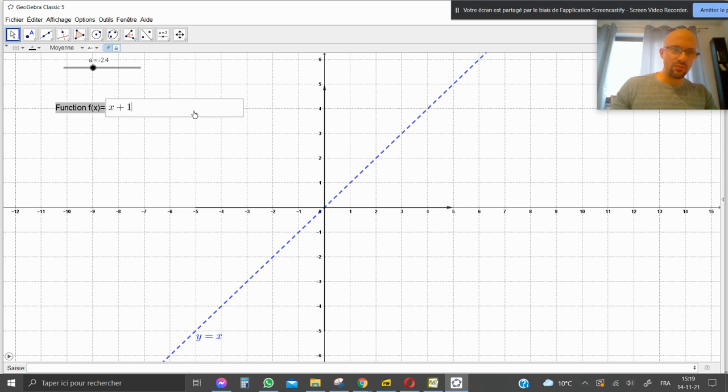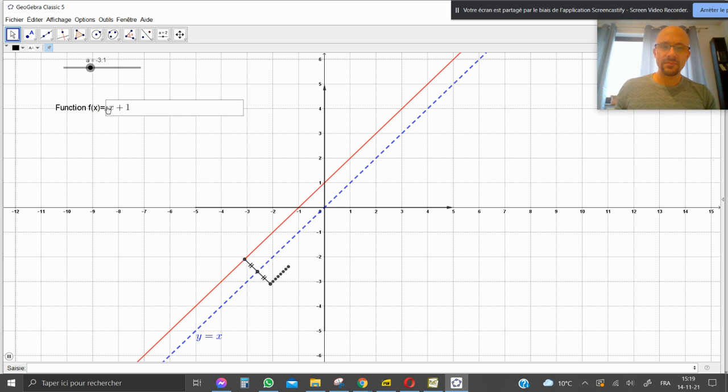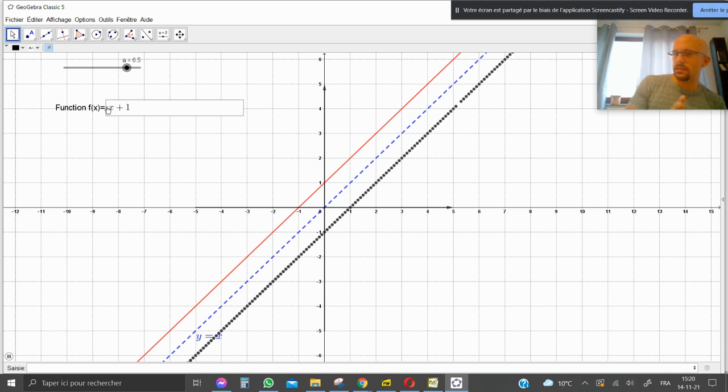So the first example was with x plus 1. Let's see what it gives us. I've plotted the function between x equals minus 10 and x equals 10, and you see the line is exactly the line with the equation x minus 1. It passes through the point (0, minus 1), and the slope of this line is 1. Okay, so the property is true for this function.